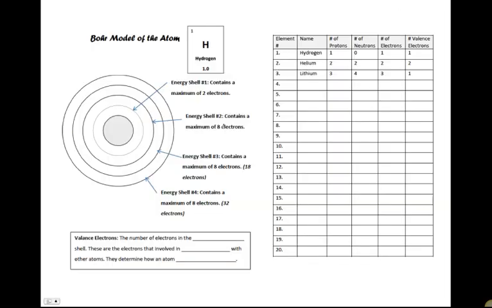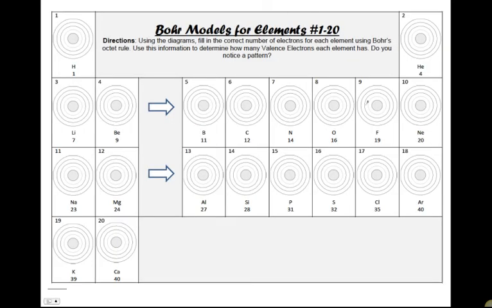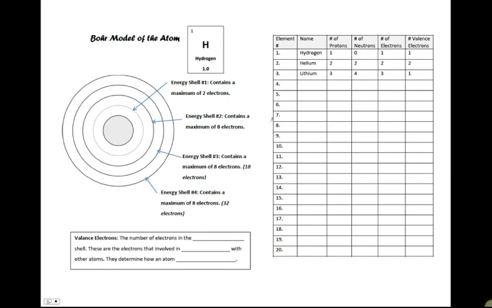So I'm going to flip over to the other side. Element number 5 is boron. It has 5 protons, 5 electrons. And if you remember from the back side, 5, 5, and then 6 neutrons, and we discovered that it has 3 valence electrons.